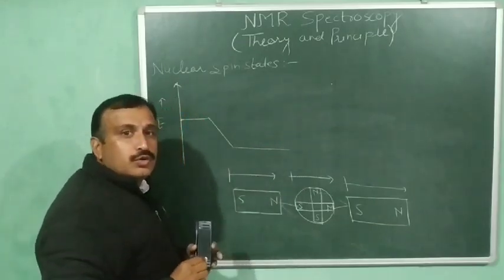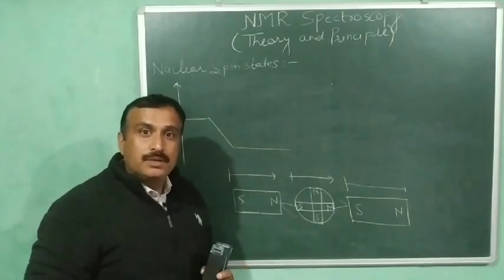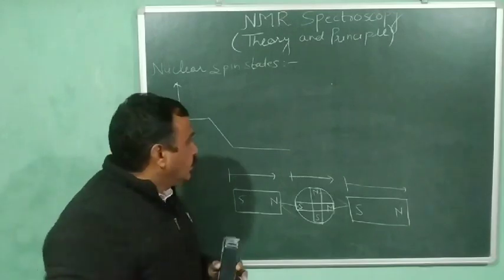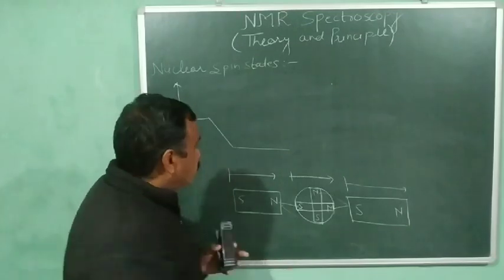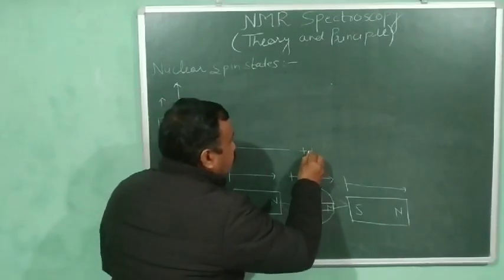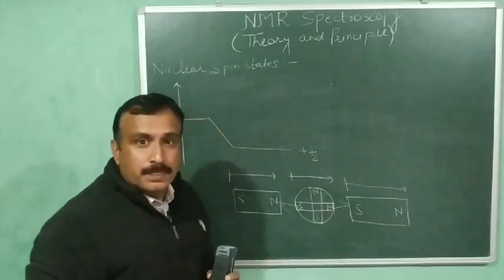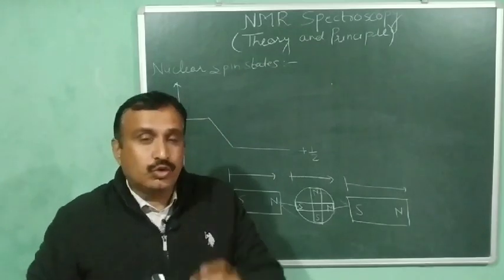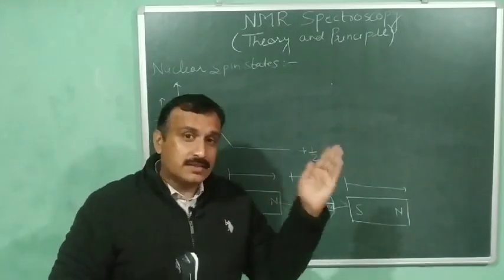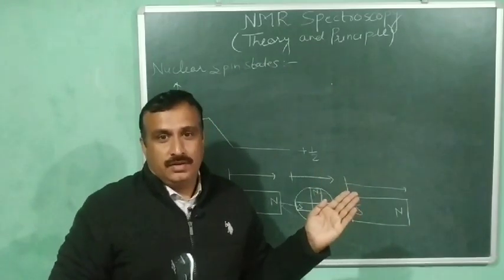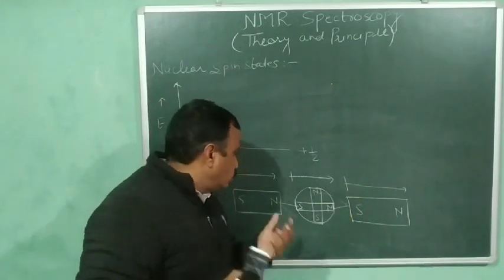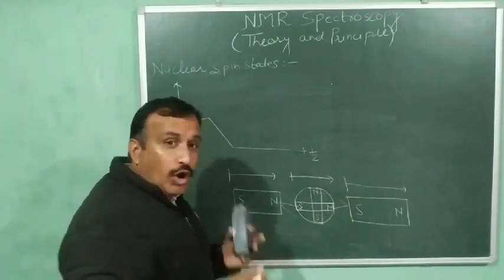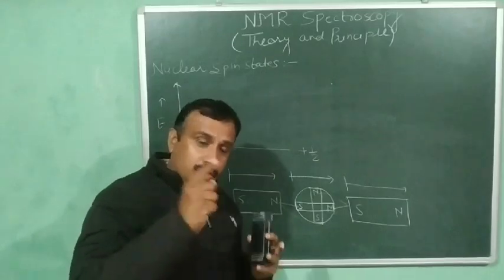So now this proton, or hydrogen nucleus, will be in a lower energy state, and I am representing this state by +1/2. Now if I want to align this proton magnet against the external magnetic field, to do this, I have to orient this proton magnet in this way.